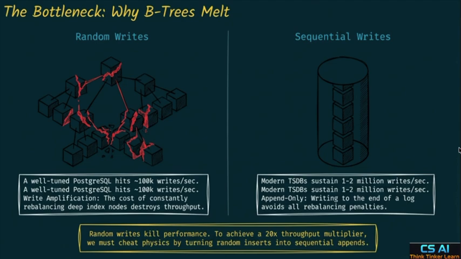Why do B trees melt? It comes down to random writes. A well-tuned SQL database like PostgreSQL hits a wall at around 100,000 writes per second because of write amplification, the cost of constantly rebalancing deep index nodes. Modern time series databases cheat physics by using sequential writes. By appending to the end of a log and avoiding rebalancing penalties, they can sustain 1 to 2 million writes per second on similar hardware.